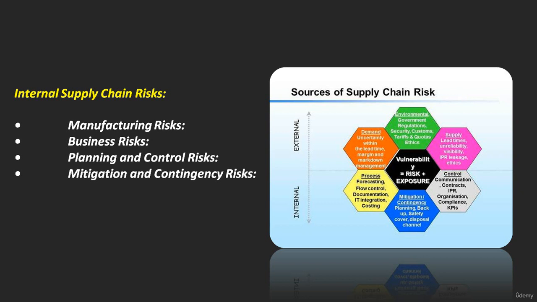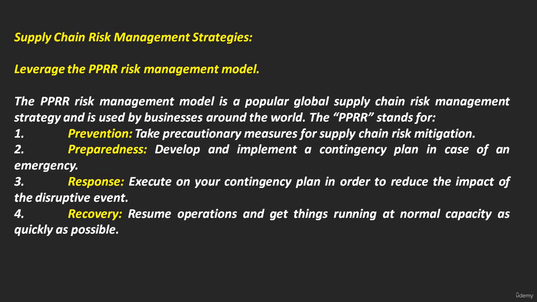Next one is mitigation and contingency risk. Mitigation and contingency risk can occur if your business doesn't have a contingency plan for supply chain disruptions. It is very important that you have a complete picture of the supply chain risk factors you are susceptible to in order to get ahead of potential disruptions. Familiarizing yourself with any potential issues that might arise puts you in a better position to implement supply chain risk management strategies.